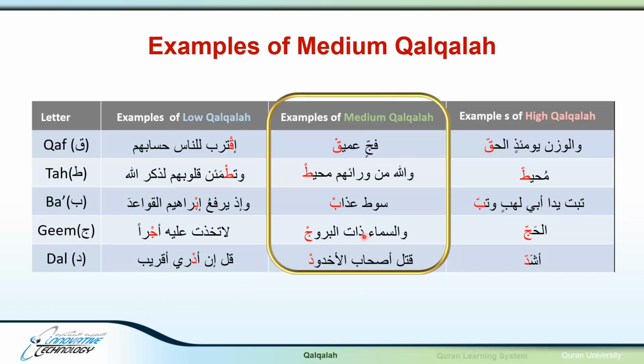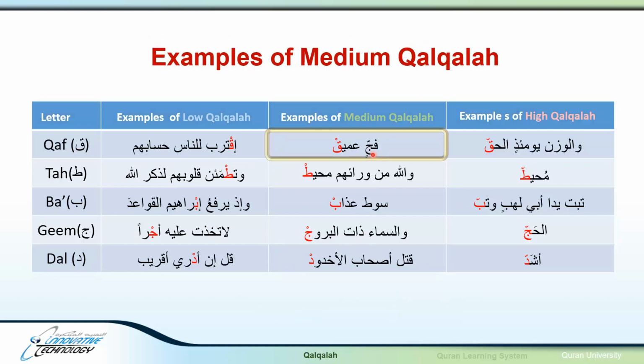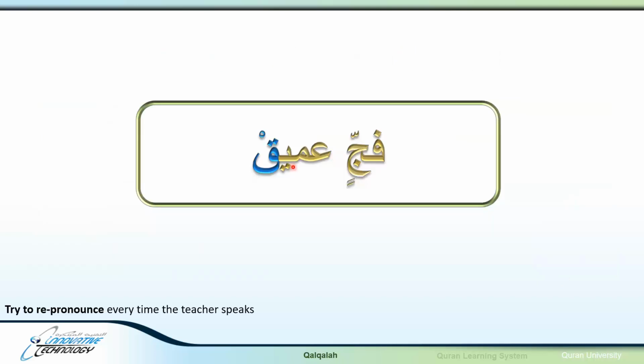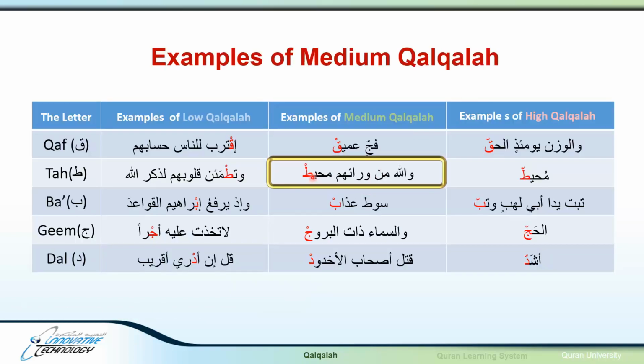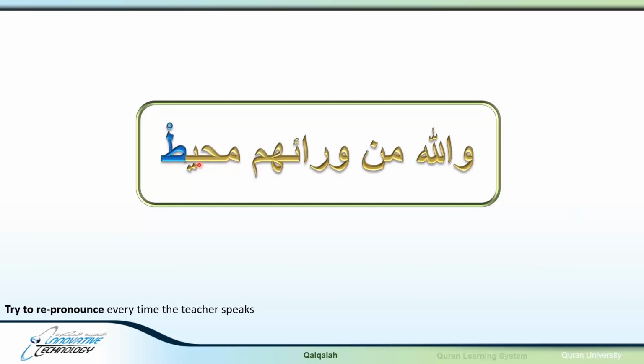Now we're going to the examples of the medium qalqalah, starting with the qaf first. فج عميق. We notice all of these have sukoon and they're at the end of the words, compared to these in the low qalqalah which were in the middle of the words. And we realize that they have sukoon, while in the high qalqalah they have shadda. So we'll take the first example of the medium qalqalah. عميق. فج عميق. Qaf with sukoon at the end of the verse. Next example. محيط. Ta at the end of the word, at the end of the verse. والله من ورائهم محيط.